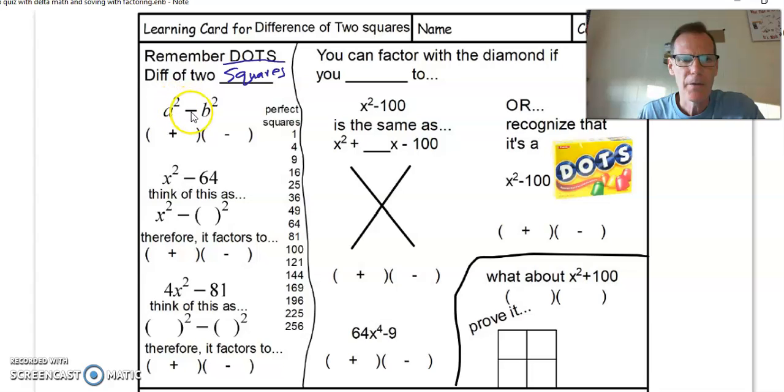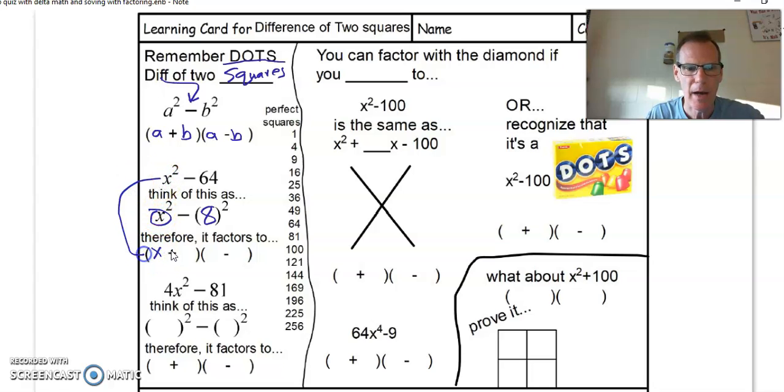So if you have the difference, and they're calling it the difference because it has subtraction between two perfect squares, it will always factor into the square root of the first term in the beginning of each binomial, plus and minus the square root of the second term. And so today in class, we're going to fill this out. Think of x squared minus 64 as x squared minus 8 squared. Now you kind of have the square root of the first term and the square root of the second term. So x squared minus 64 factors to x plus 8, x minus 8.